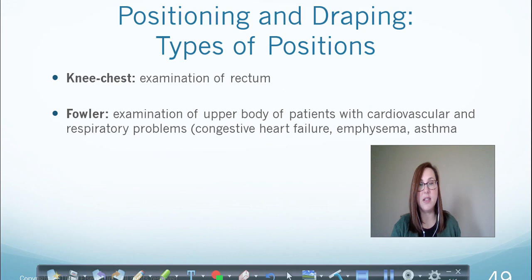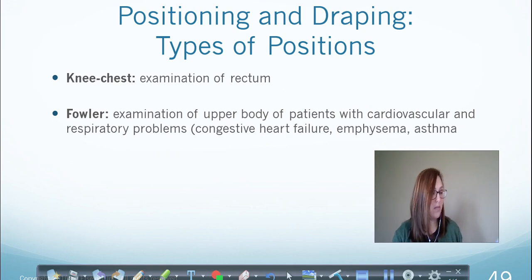Knee to chest, that's when the physician needs a better exam during a rectal exam. The patient lies prone, again, that's with their face down, but their knees are bent up to their chest. There's a picture of this on page 428 that you can see. It's procedure 20-8.